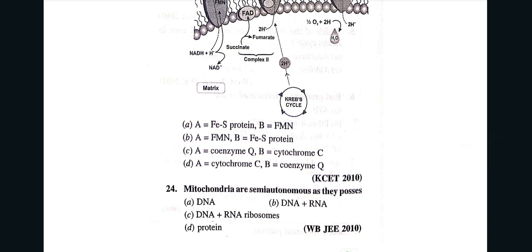Then question number 24, mitochondria are semi-autonomous because they possess DNA. B, DNA plus RNA. Option C, DNA plus RNA plus ribosome. Option D, protein. Actually mitochondria and chloroplast both are called semi-autonomous because they have DNA as well as RNA and ribosome. So here all are present, that means option C is correct.